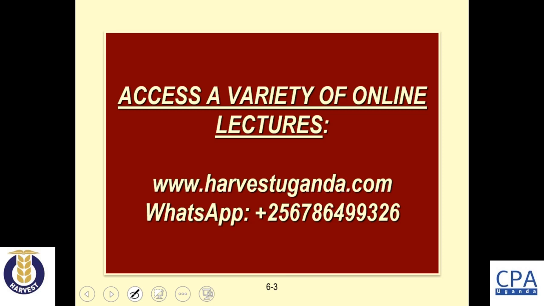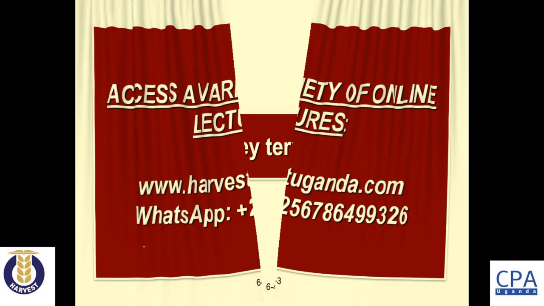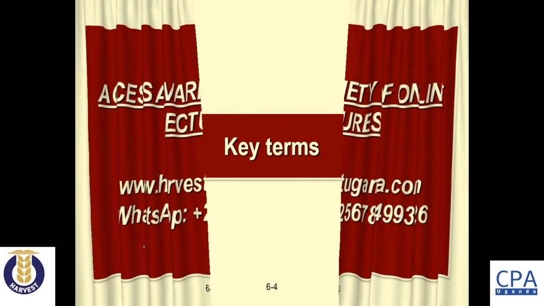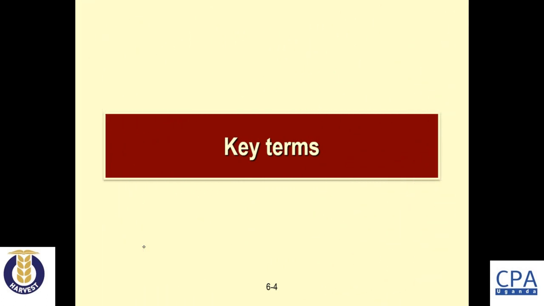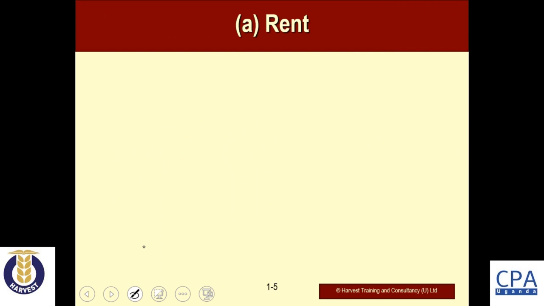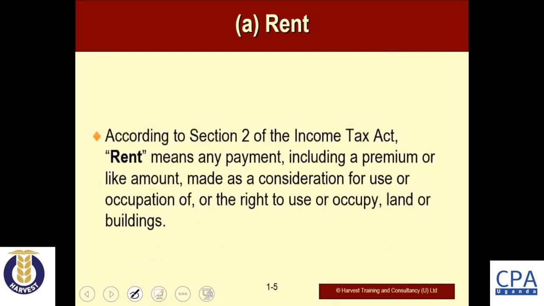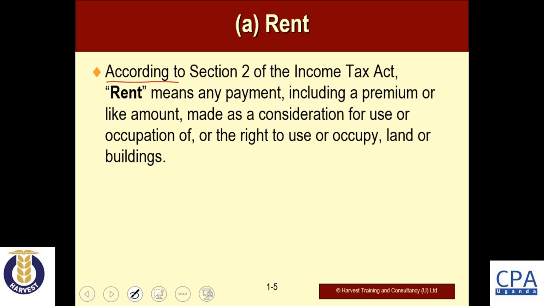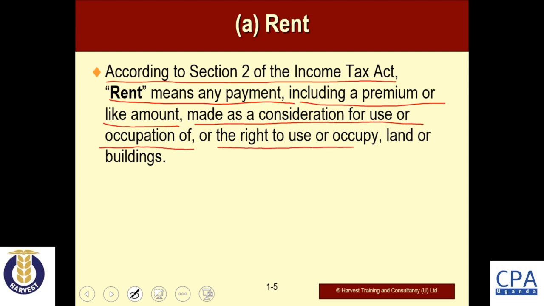So moving into our discussion, we want to know what are those different key terms given in the Act in regard to rental income. Now, some of these terms are examinable. So the first one is rent. According to Section 2 of the Income Tax Act, rent means any payment, including a premium or like amount, made as a consideration for use or occupation, or the right to use or occupy land or buildings.